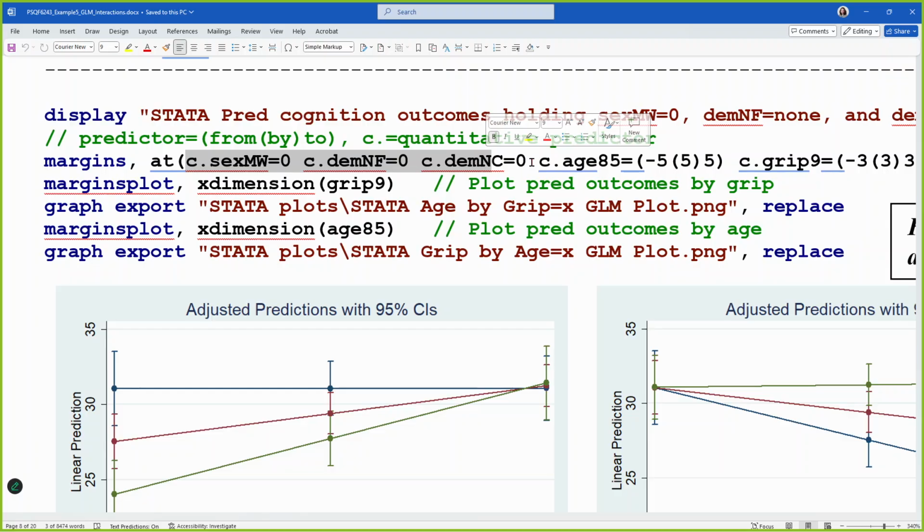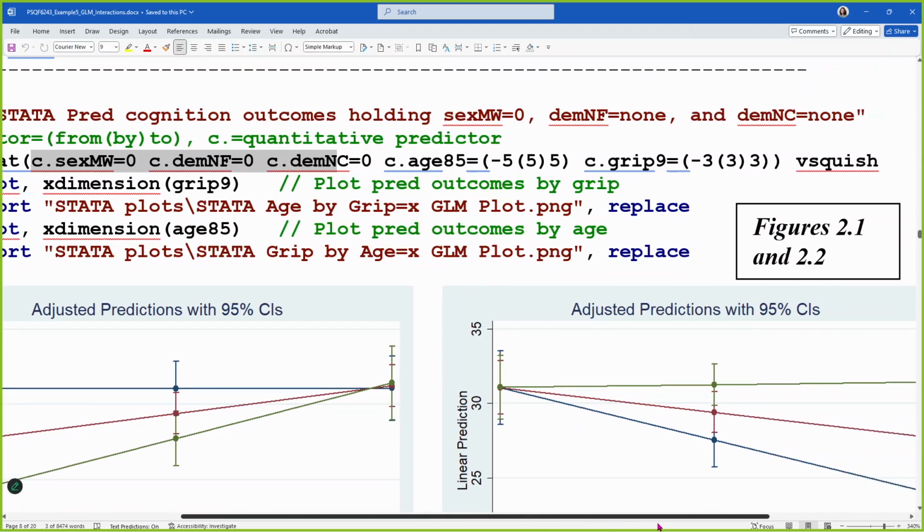Changing the reference to be a woman who is going to get dementia, for instance, would shift the whole plot up or down, but it wouldn't change how the lines differ from each other. So you just have to hold everything else constant. I created 9 predictions, essentially by looping over these two things, and then I saved these 2 plots as image files.